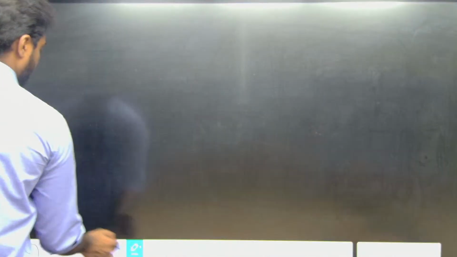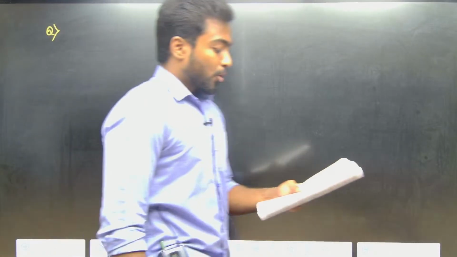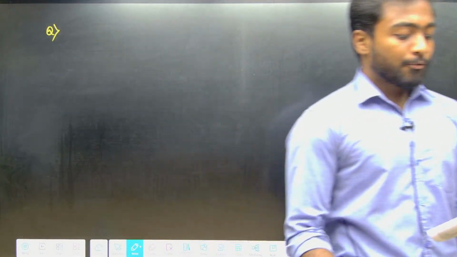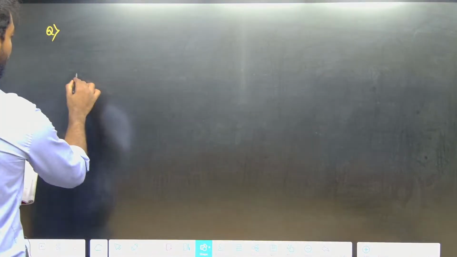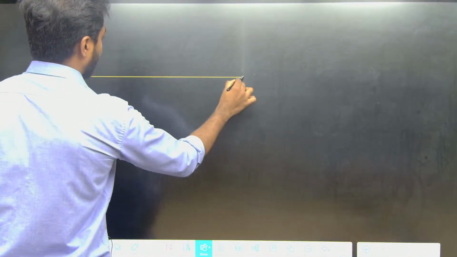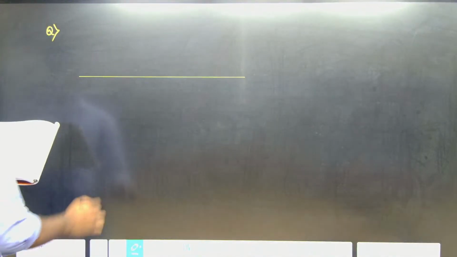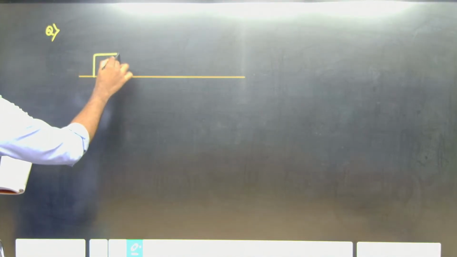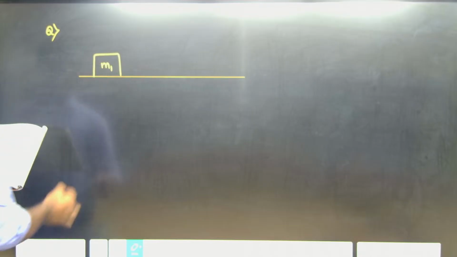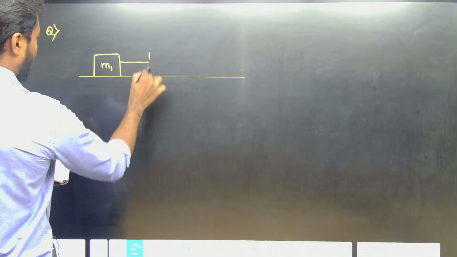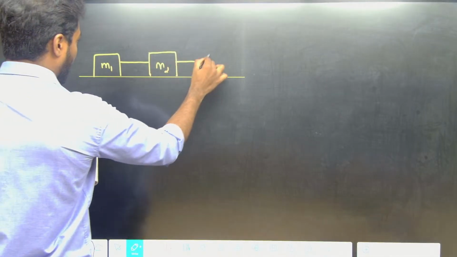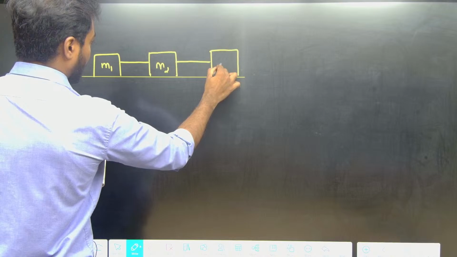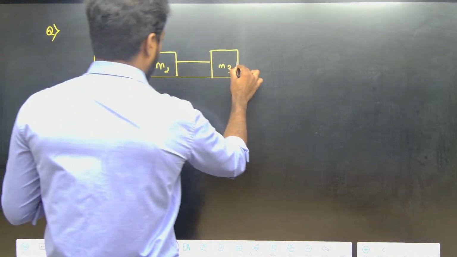So the next question. Three blocks are connected, pulled by a force as shown in the given figure. I will draw the figure first, then you will try to understand the diagram they have given. There is a mass M1, and in between M1 and M2 there is a rope. This is M2, and one more block is there, this is M3. A force is applied here.